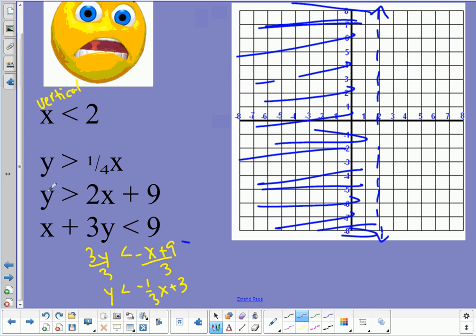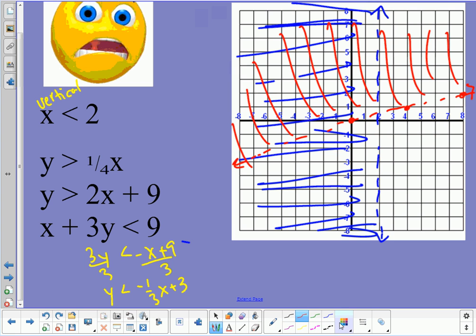Next one down, this is why I thought it was horizontal at first, because there's no y-intercept over here. If there's no y-intercept shown over here, that means my y-intercept is 0. But then I do have a slope with the x variable, so I go up 1 over 4, up 1 over 4. This again is a dashed line. And I want to shade above it, so I'm up here.